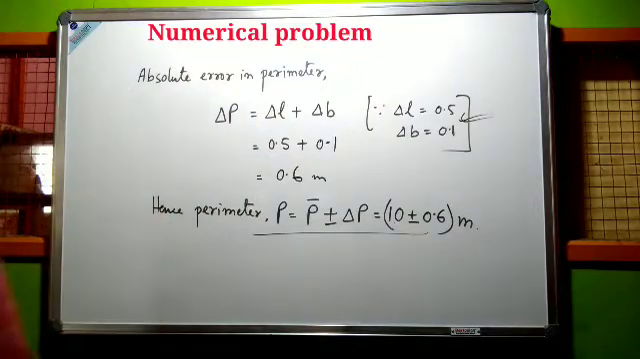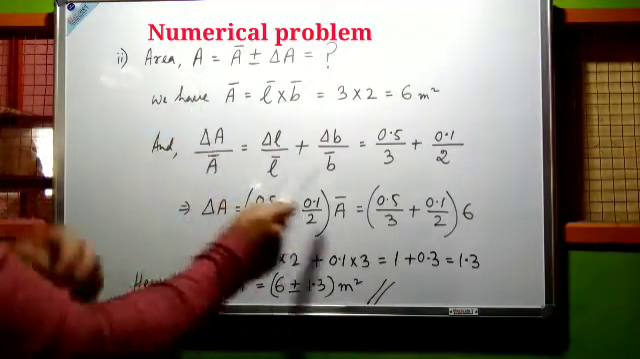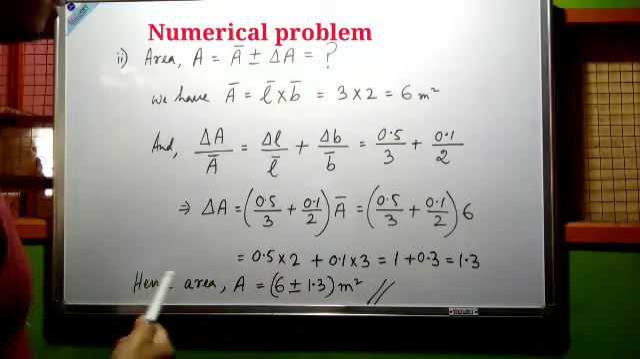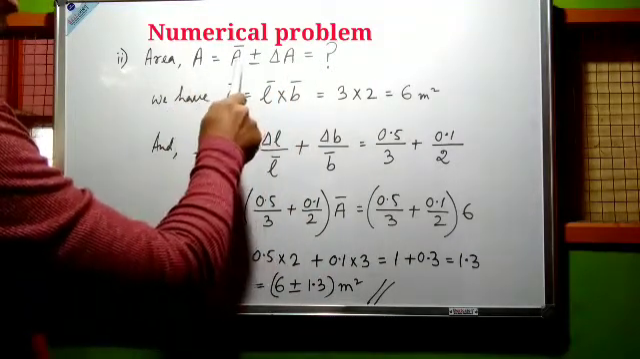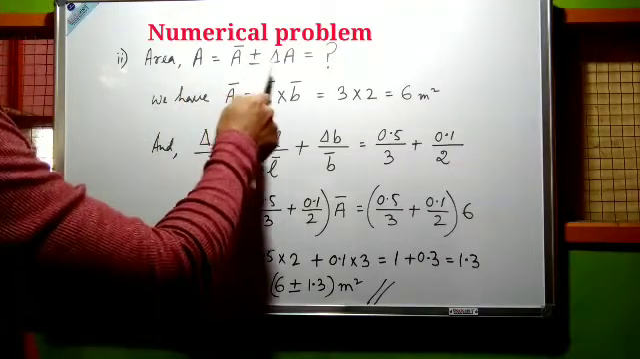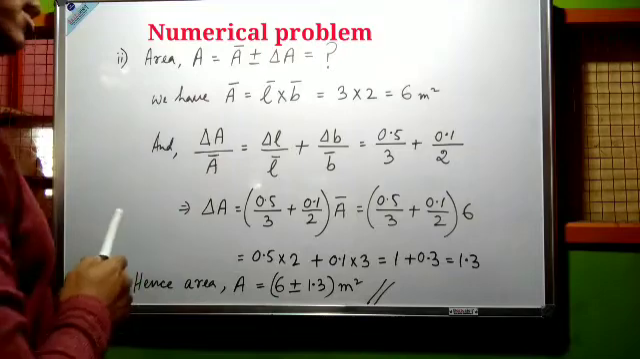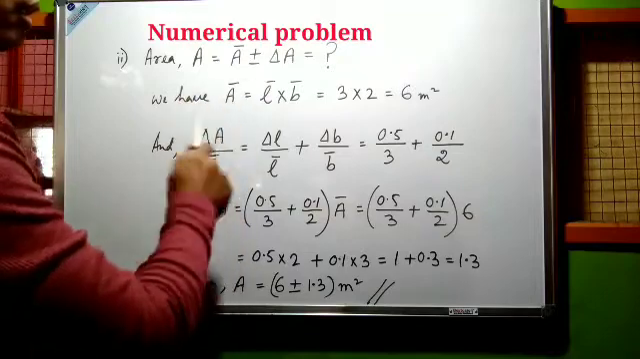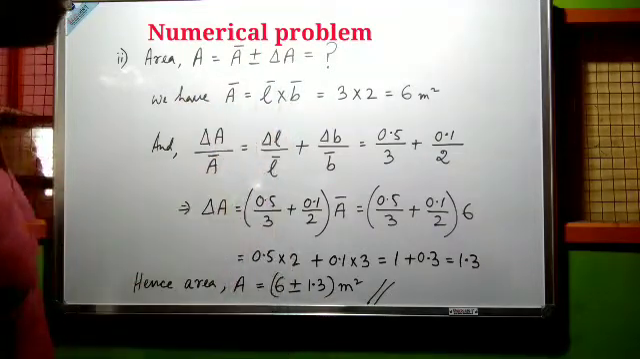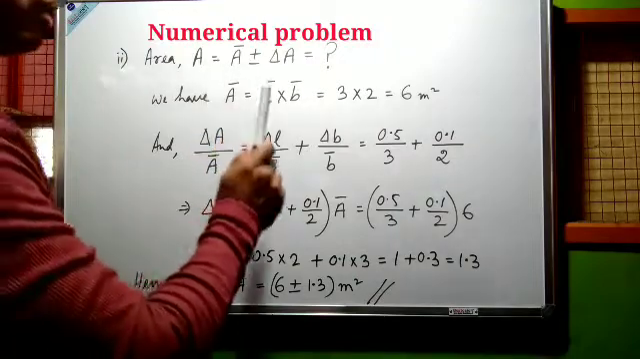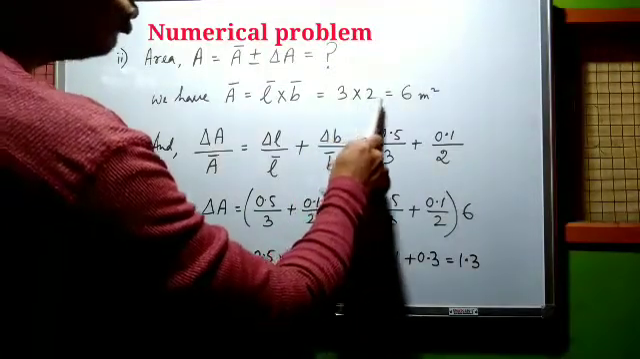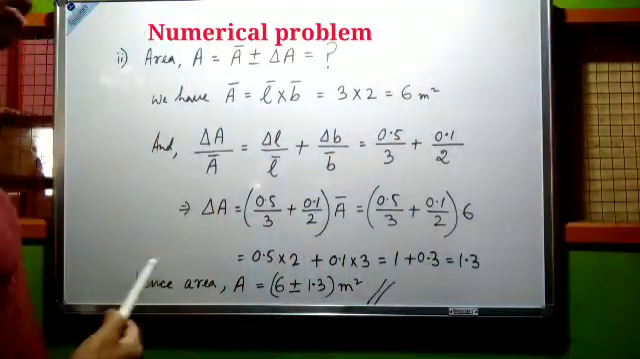And next we have to find out the area of the rectangle. Area equals A bar plus minus delta A, which is to be found out. So first we have to find the true value of area. Area is the true value of length into the true value of breadth. The true value of length is 3 and the true value of breadth is 2, and 3 into 2 is 6 meter square.